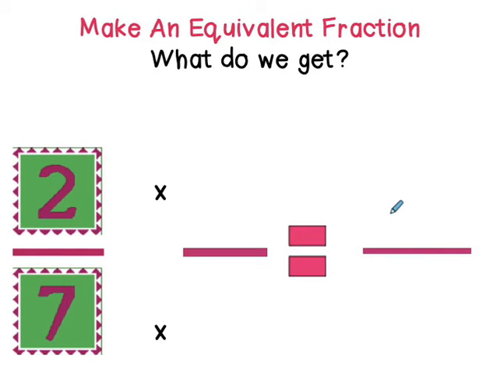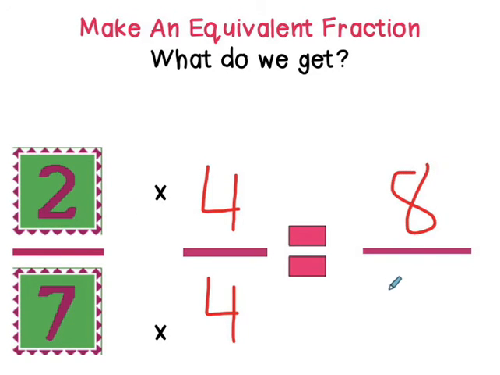I can also do this with 2/7. Let's say I want to multiply it by a fraction with 4 in the top, so I put 4 in the bottom. 2 times 4 is 8, and 7 times 4 is 28, which means that 2/7 and 8/28 are equivalent fractions.